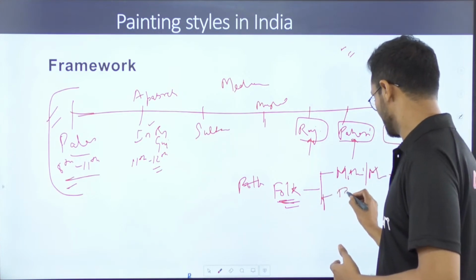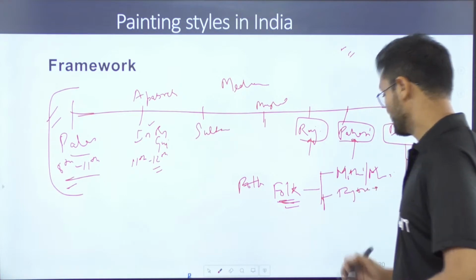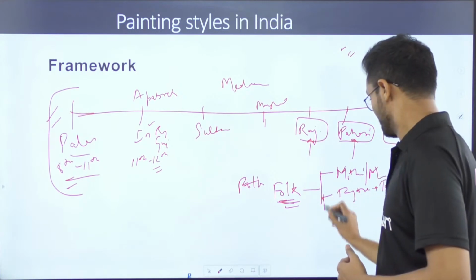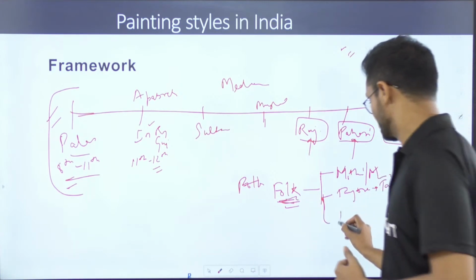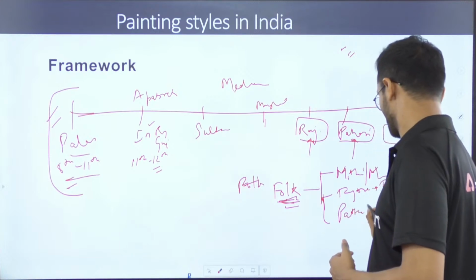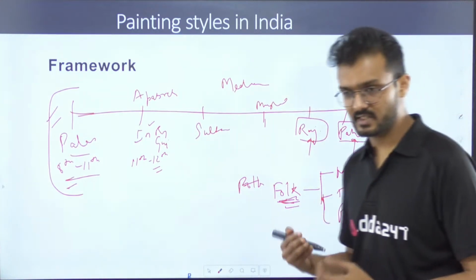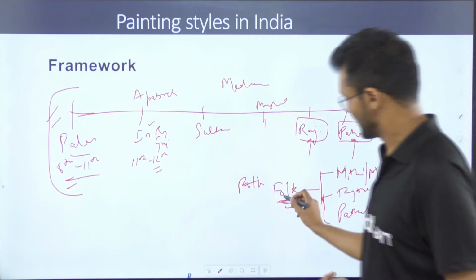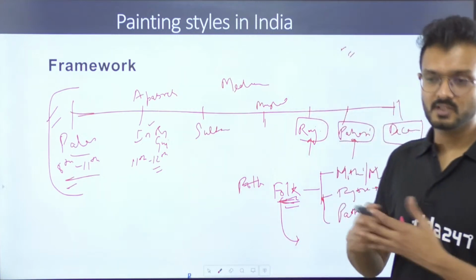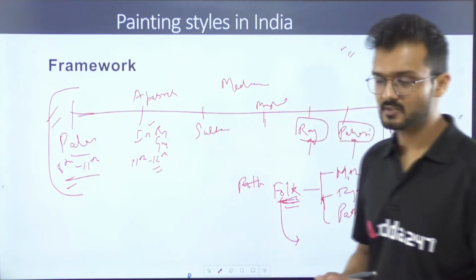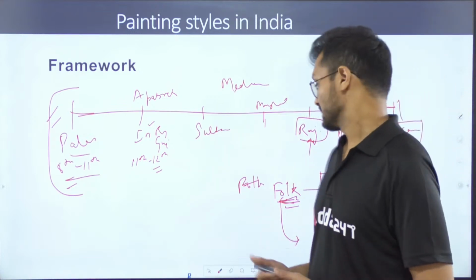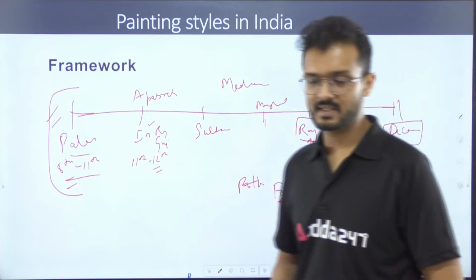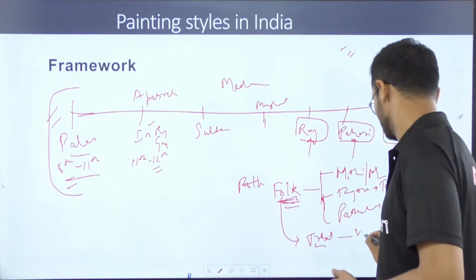Then there is the Tanjore painting. The Tanjore painting is practiced in Tamil Nadu. Another folk painting is the Patchitra painting. This Patchitra painting is found in Odisha. And in folk painting, there is one more type of painting, and that is the tribal paintings. The tribal paintings were basically practiced by tribal peoples, like the Worli painting.